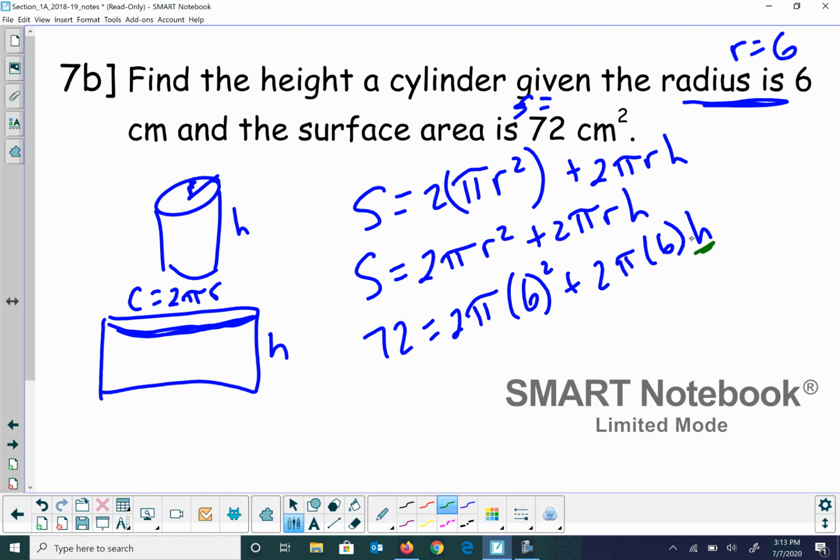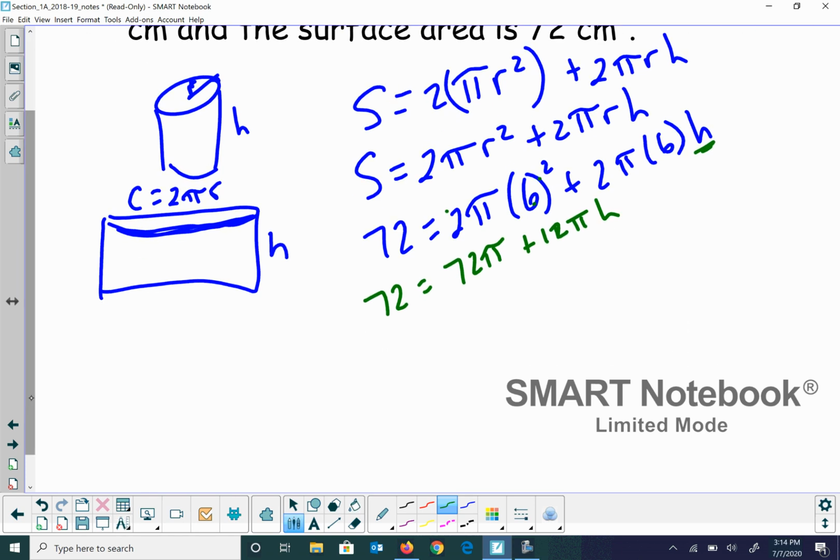Okay, so let's start figuring out this problem. So I have 72 equals 6 squared is 36. 36 times that 2 is 72. So I get 72 pi there. Plus 2 times 6 is 12. So I get 12 pi height. Okay, great. Again, we're trying to find the height, right? And I'm not going to sit there and worry about things being in terms of pi. I think we can leave it. I mean, pi is a great number.